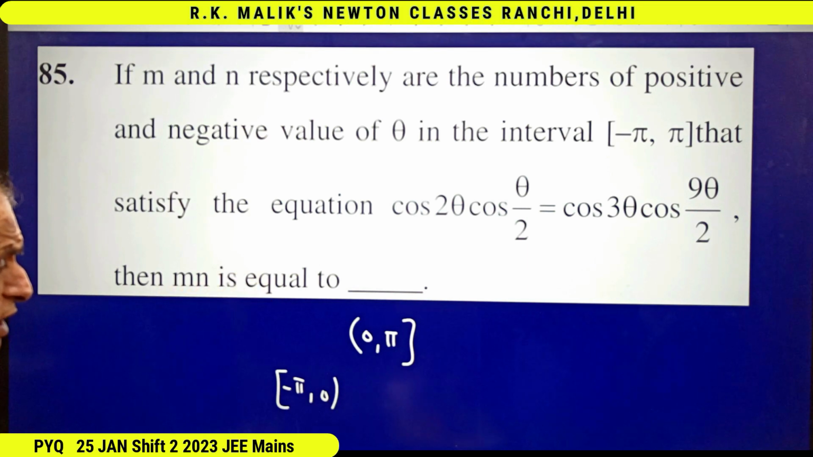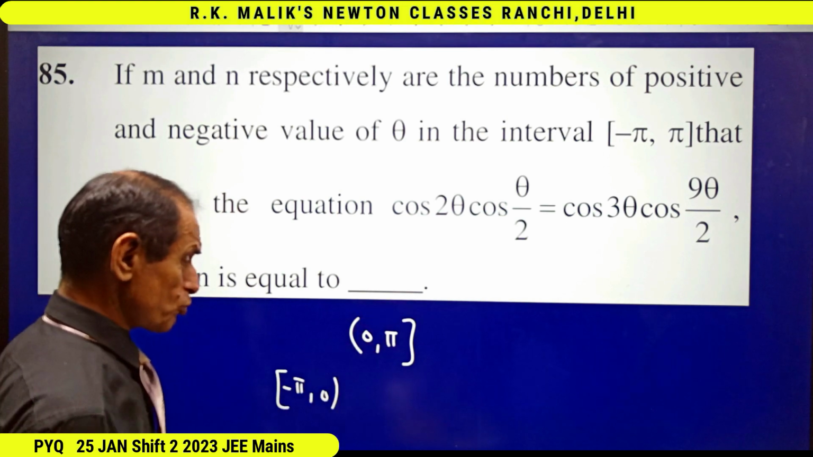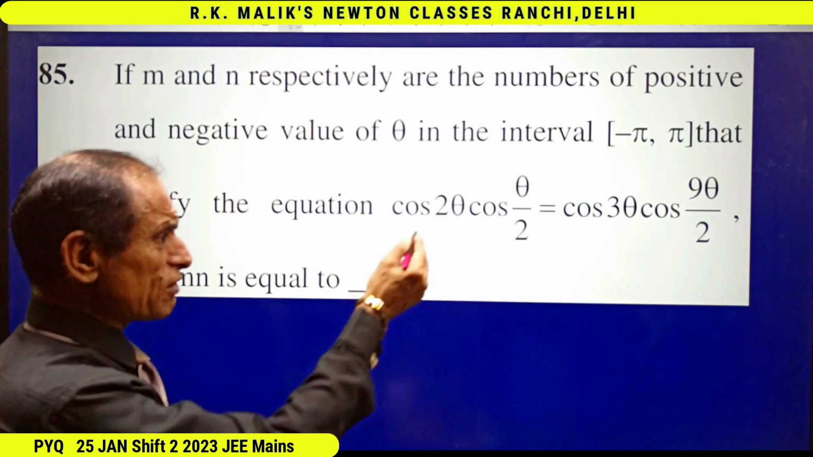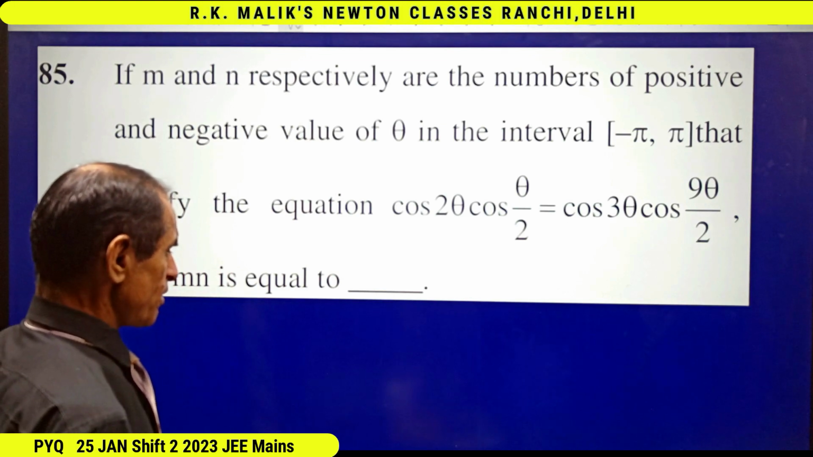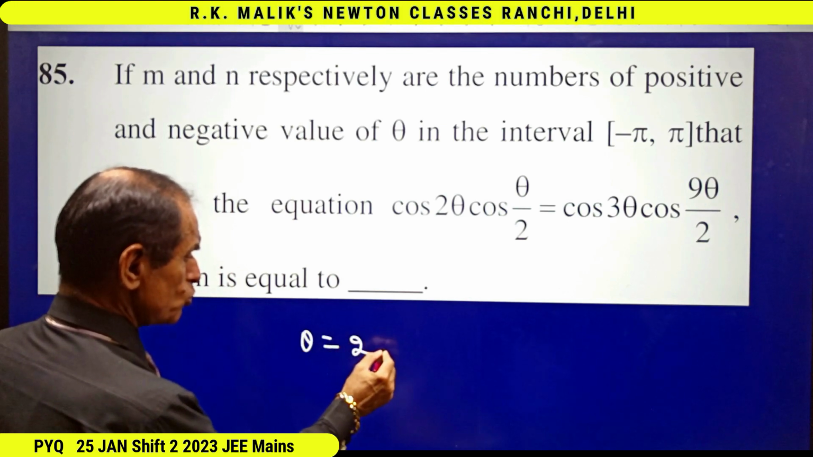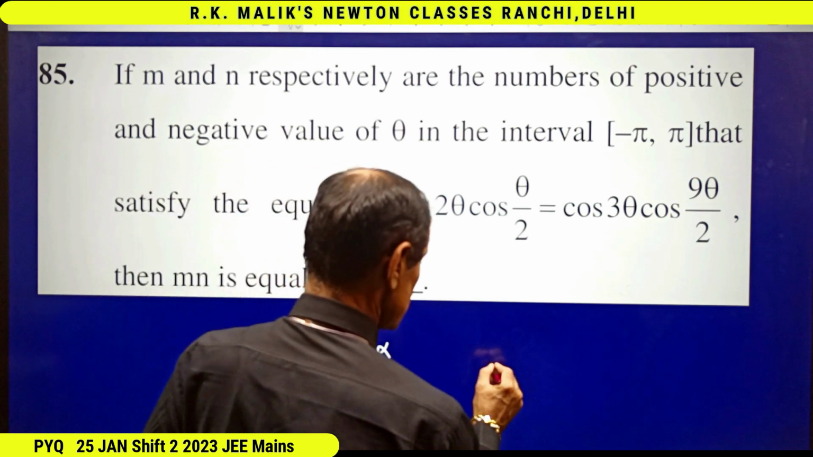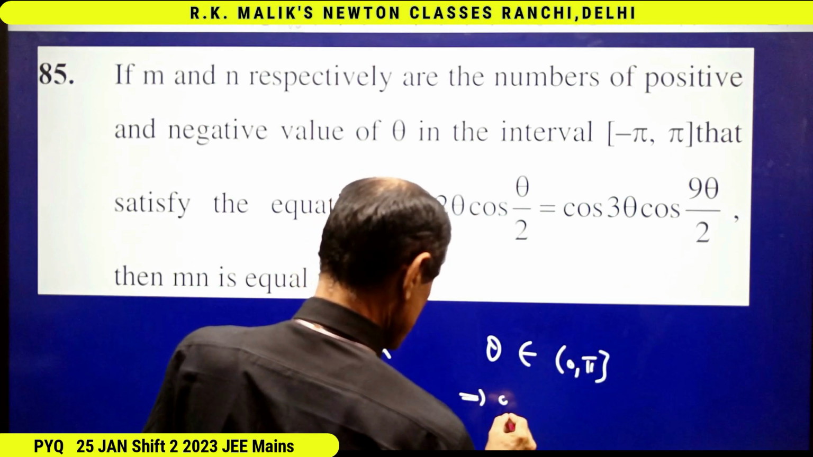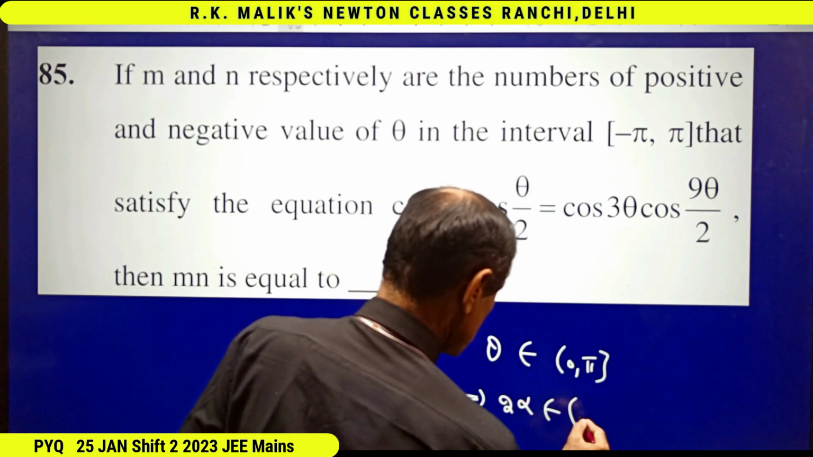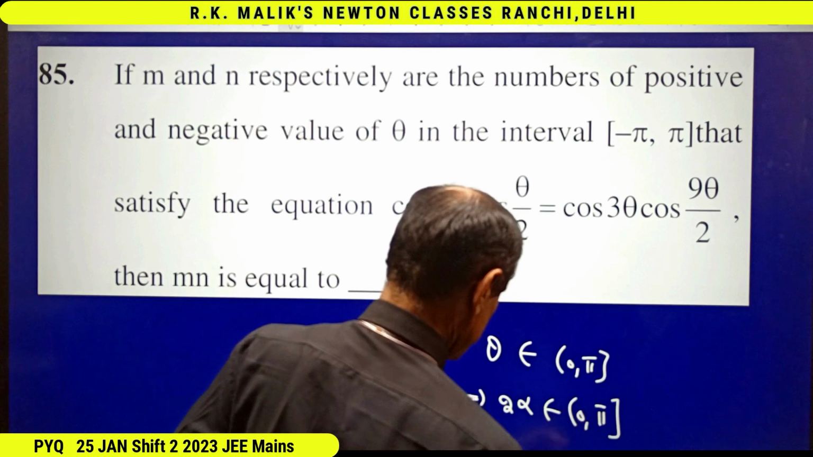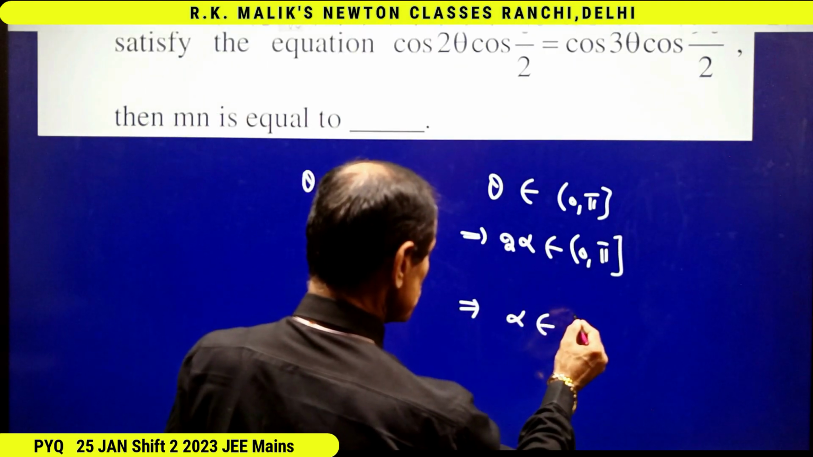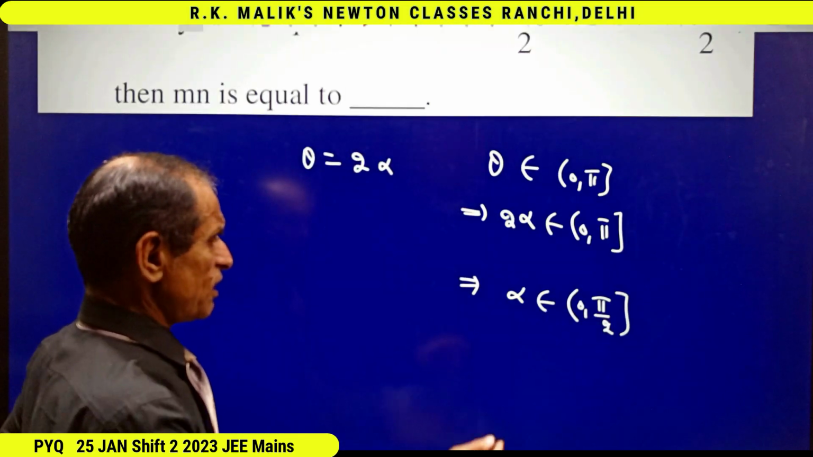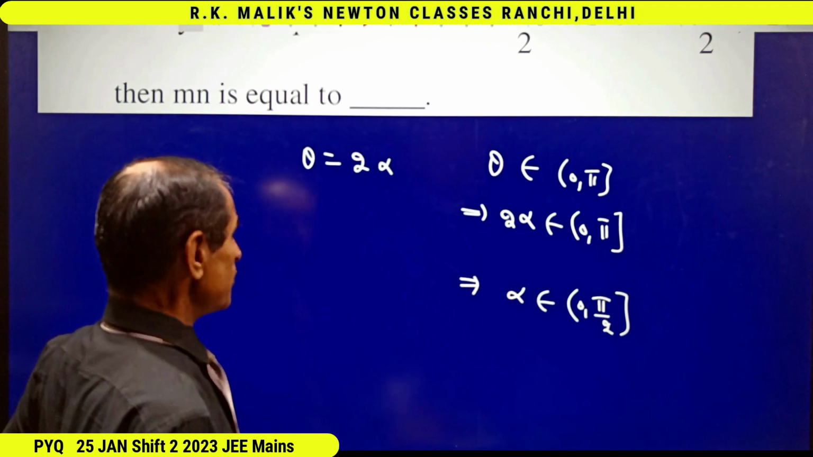And therefore, I will find the number of roots in the interval 0 to pi. It is also clear that we feel a bit inconvenient to deal with fractions. Therefore, I suppose theta as 2 alpha. Then theta belongs to 0 to pi will imply that 2 alpha belongs to 0 to pi. This will mean that alpha belongs to 0 to pi by 2.